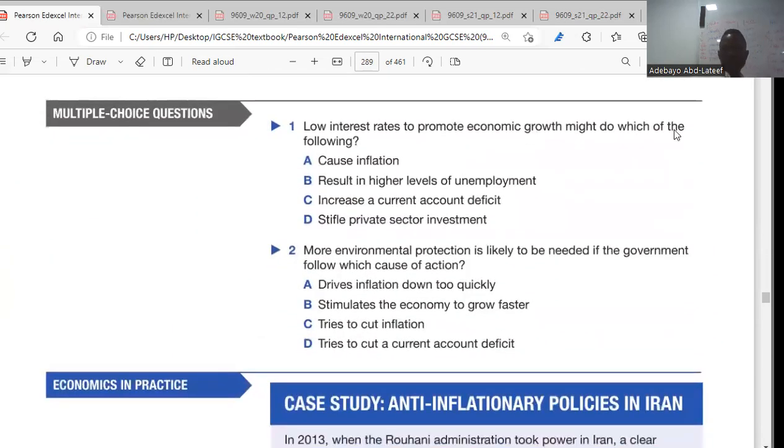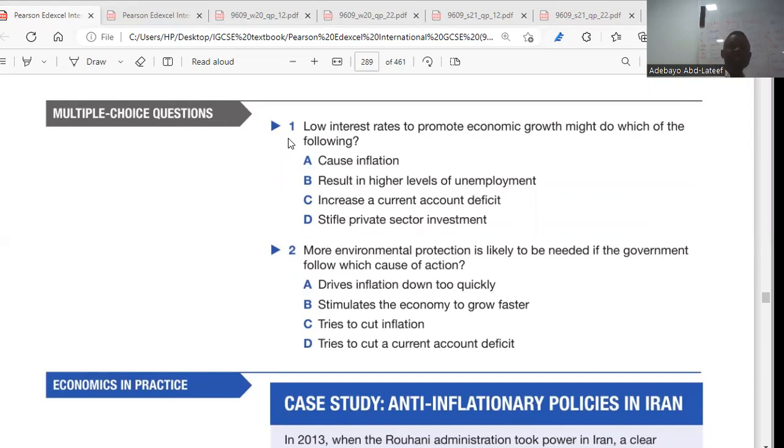So we have the questions. Let's do it together, right? They said low interest rates to promote economic growth might do which of the following? Low interest rates to promote economic growth might do which of the following? Will it cause inflation, result in a higher level of unemployment, or increase the current account deficit?